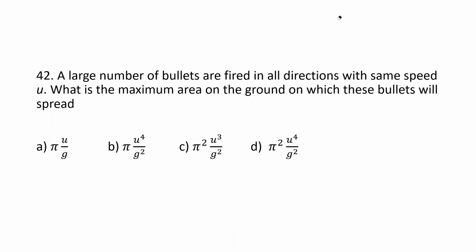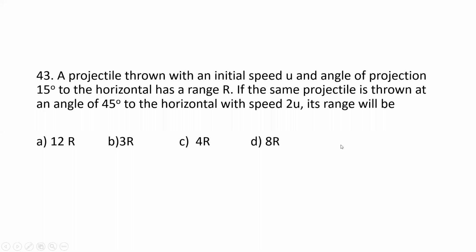Then the next question is, a projectile thrown with an initial speed u at an angle of projection of 15 degrees to the horizontal has a range R. If the same projectile is thrown at an angle of 45 degrees to the horizontal with a speed of 2u, its range will be? When the speed is doubled and the angle is different, what is the range we need to calculate here?